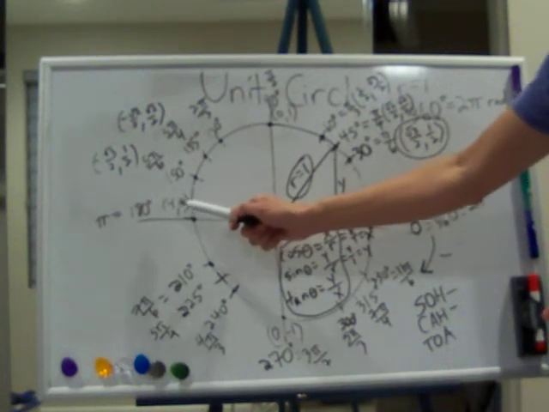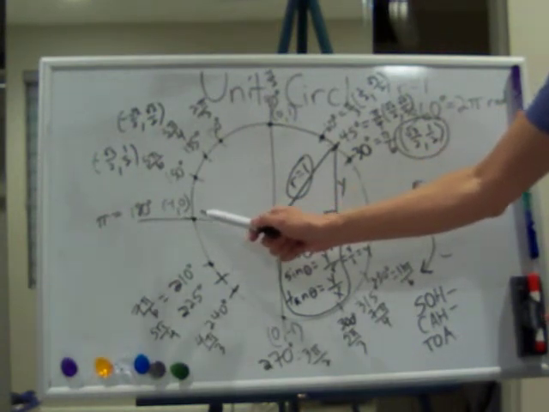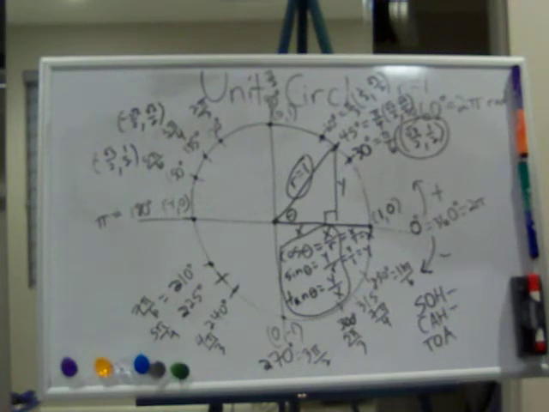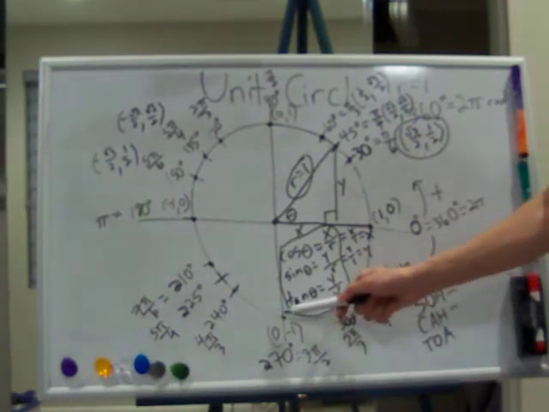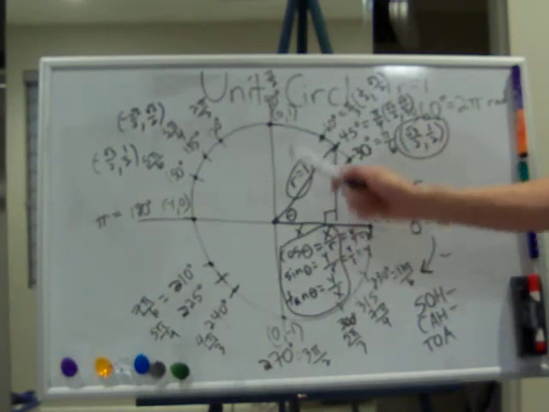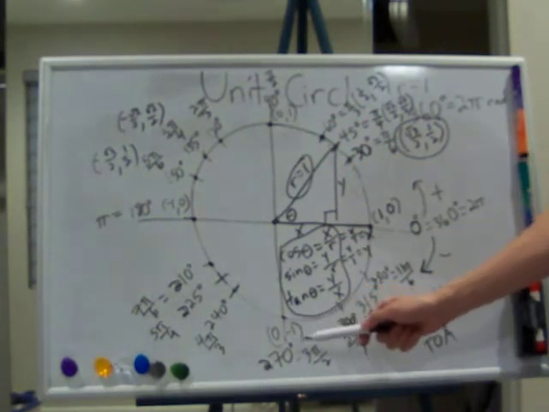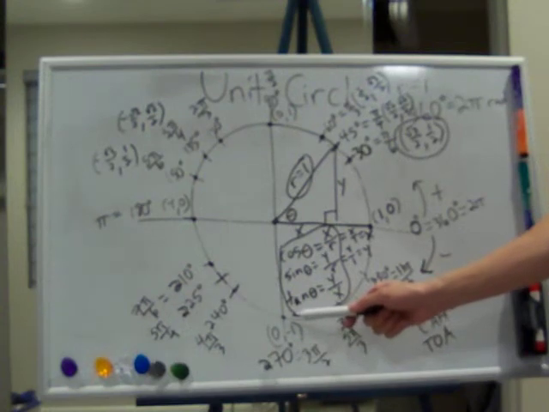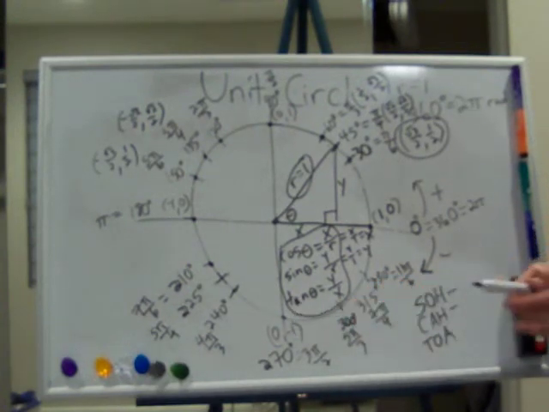Tangent of pi is going to be 0 divided by negative 1. So 0 divided by negative 1 is 0. So tangent of pi equals 0, right? Tangent of 270 is negative 1 over 0. Same as tangent of pi over 2, undefined here. So tangent of 270 is going to be undefined. You can't do it, okay?